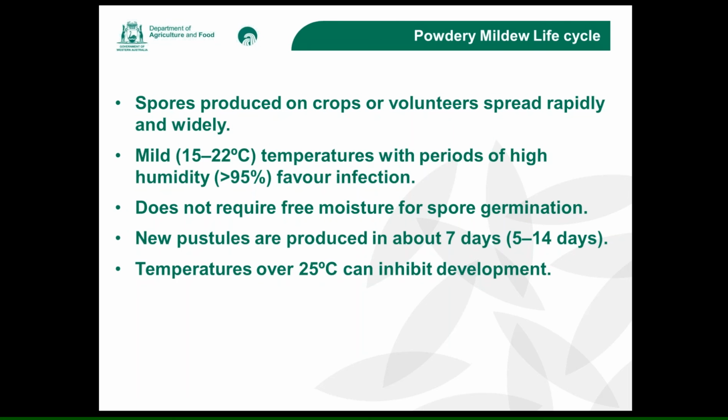As I said, it's got a rapid life cycle. New pustules are produced in about a week, anywhere between 4 to 5 days through to 14 days depending on temperature. So definitely the disease can take off in a hurry. And temperatures over about 25 can inhibit disease development. So what we've seen often in the northern region or eastern regions is that 2 or 3 days of warm northerlies or easterlies can actually just stop the disease in its tracks. And certainly if we had a week like the early August last year in the northern wheat belt, then a lot of this mildew would disappear overnight.